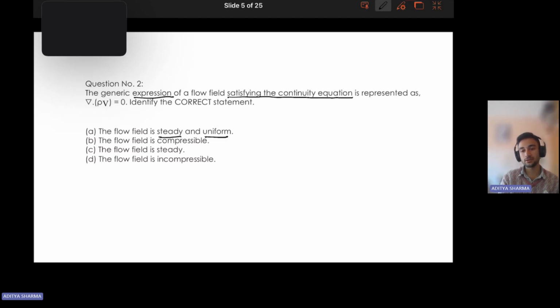I have already discussed that flow is steady when the time terms are not in the picture. The second option is that the flow field is compressible. Flow will be compressible if the density terms are changing with respect to either position or time. The next options are that the flow is steady, and that the flow is incompressible.